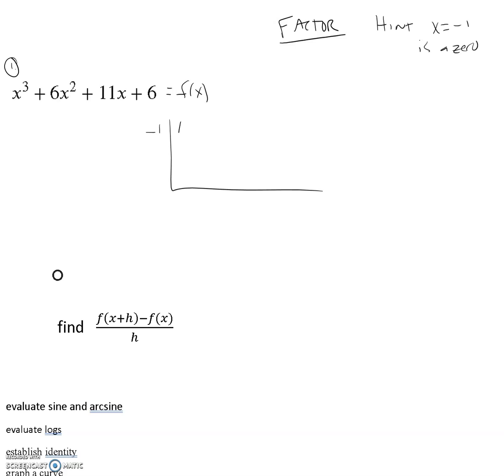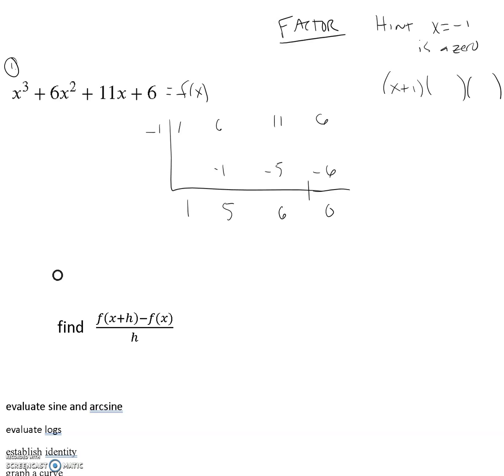That is 1, 6. This is synthetic. Bring down the 1. -1 times 1, -1. 6 plus -1, 5. Multiply those, -5. Add 6. Multiply -6. I put a little bar here. Remainder 0. And it should be remainder 0 if I'm telling you that -1 is a 0. Remember, if -1 is a 0, that means x plus 1 is a factor. When I'm done with this, it should be the product of 3 linear factors.